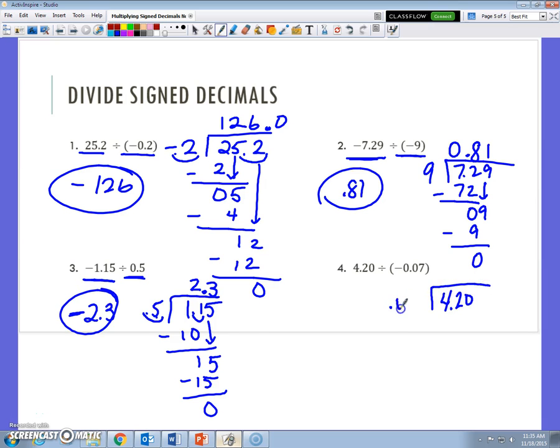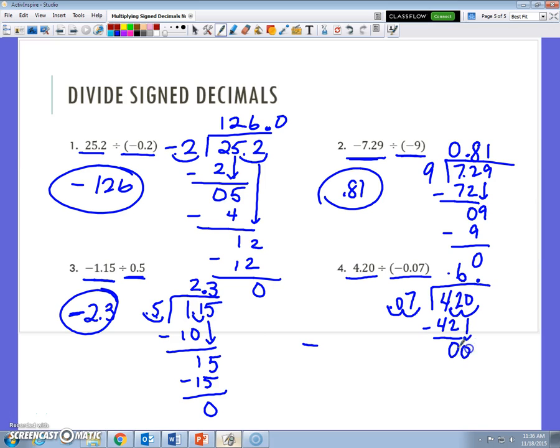Okay. And last but not least, 4.20 divided by 0.07. Now, I see a positive divided by a negative, so I know my solution is going to be negative. And I need to go ahead and move this decimal place a couple spots. I want this outside number to be a whole number. So now I'm thinking, how many times does 7 go into 4? None. But it does go into 42 6 times. 6 times 7 is 42.